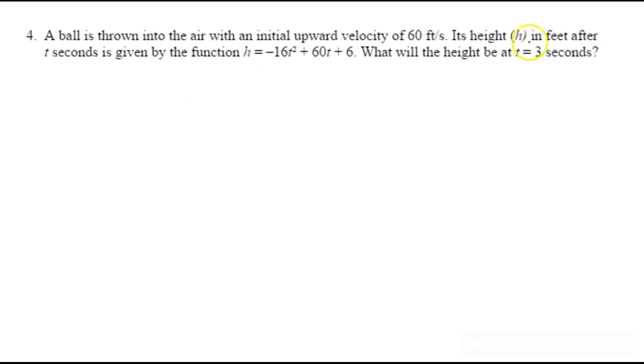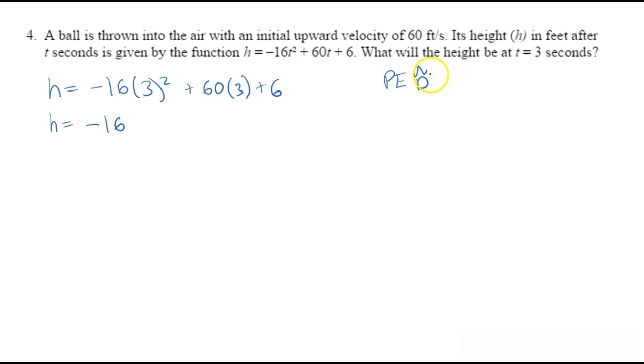So that means we need to substitute t is equal to 3 into the equation. So we have h is equal to negative 16, 3 squared plus 60 times 3 plus 6. That leads us, when we start simplifying, remember order of operations when we're looking at our PEMDAS. Start with our exponents. We have 3 squared, which is 9, plus 60 times 3 plus 6.